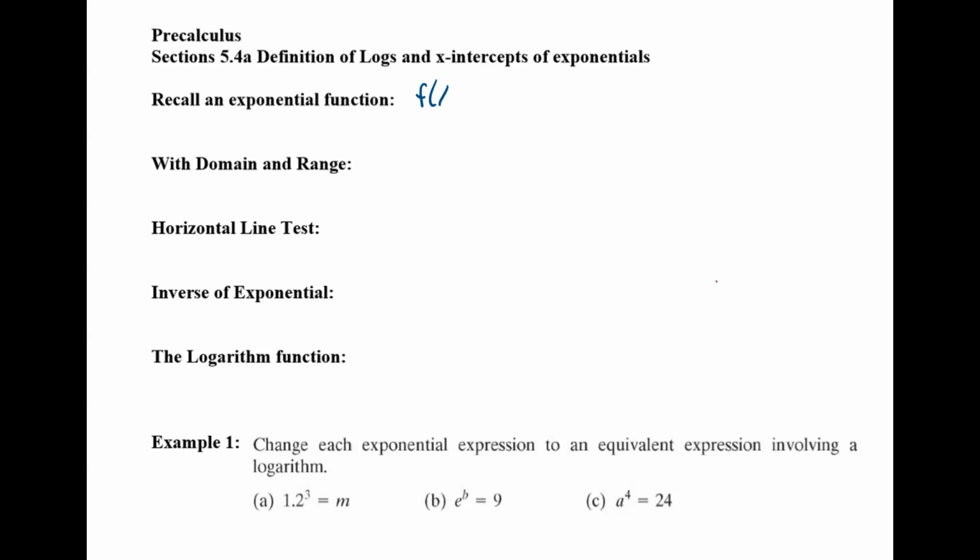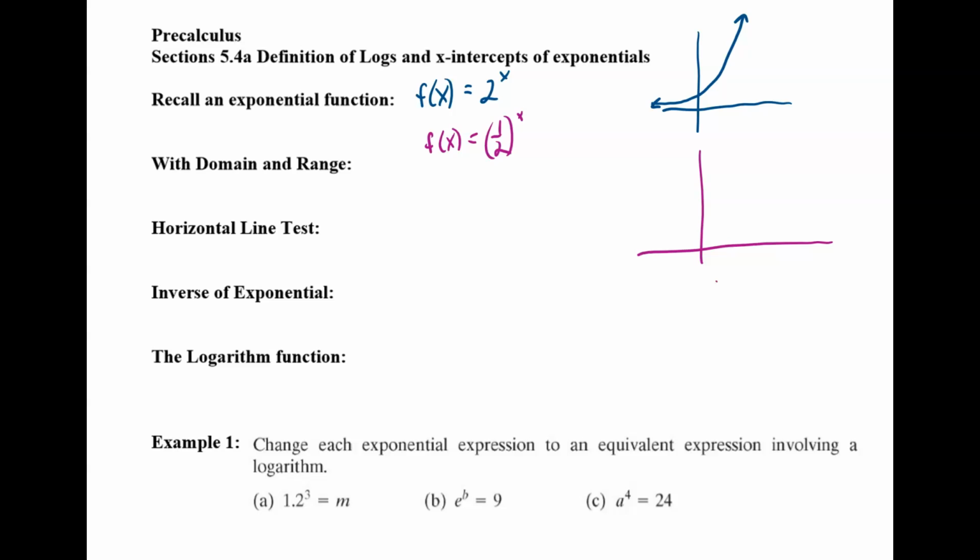There's growth, so f of x may be something like 2 to the x, which looks something like this, a function that's growing quickly like that, and then approaches the x-axis towards the left. And then the other example would be f of x equals 1/2 to the x, and that's an example of exponential decay. It starts out big, but it gradually gets smaller and then gets closer and closer to 0.